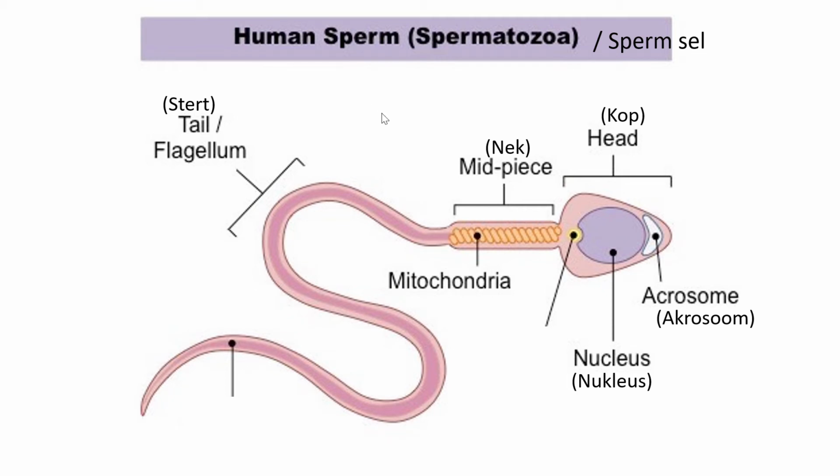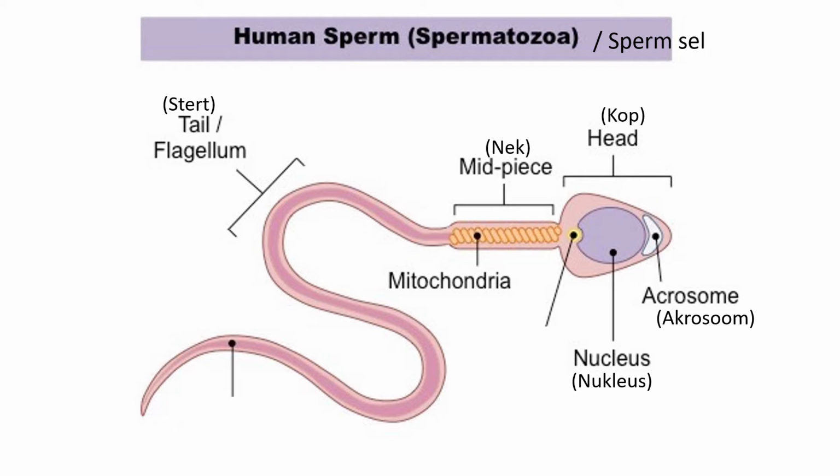So in this lesson, I would just like to finish what the different gametes look like, the sperm cells and the egg cells, and then we're going to look at menstruation in women. Okay, so the first thing is here we have a human sperm called a spermatozoa, menselijke sperm, spermatozoa.